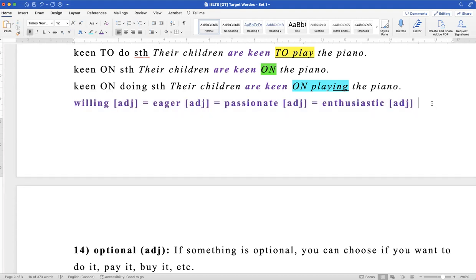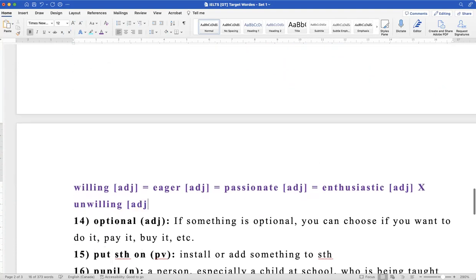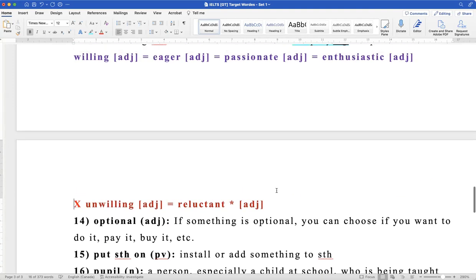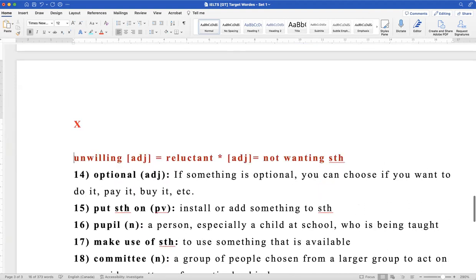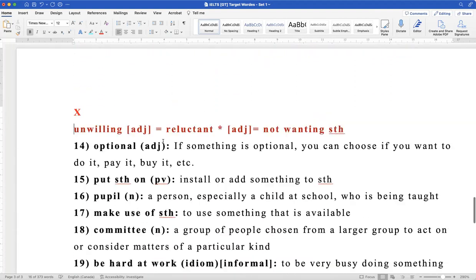And there is another word, the opposite. It means unwilling, not wanting something. Or we use this word, reluctant. This is really an important vocabulary word. Reluctant. This is really, really important. These are the opposites. Okay, unwilling, reluctant, not wanting something. So we put the synonymous words here.